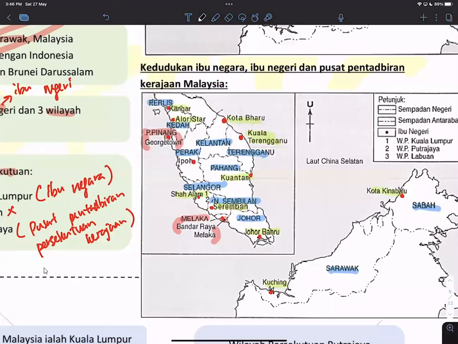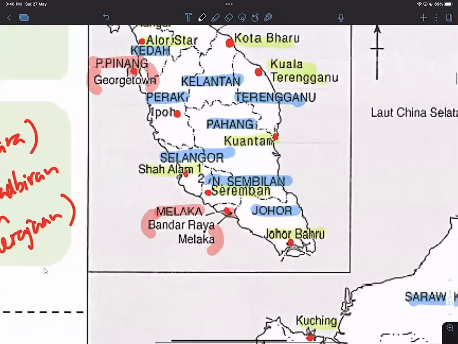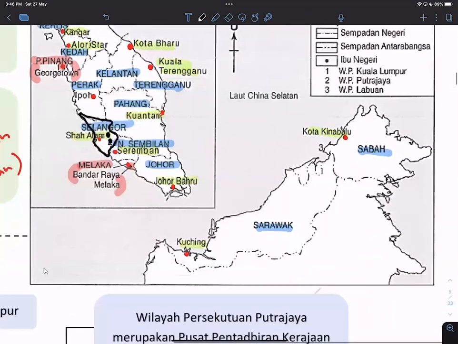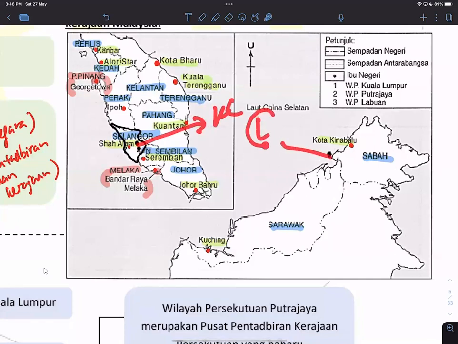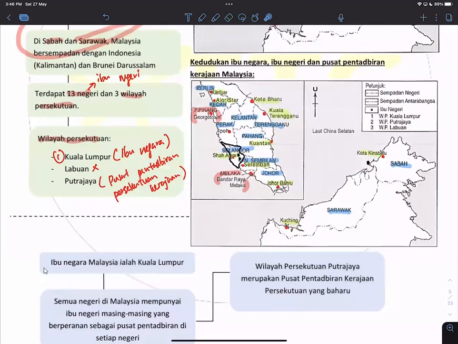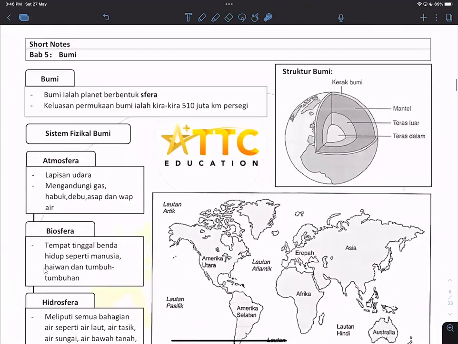You guys also have to memorize the Wilayah Persekutuan. So in Selangor, if this is Selangor, Kuala Lumpur is here, number 1. Putrajaya is below, and then Labuan here. So 1, 2, 3. Remember, 1 is supposed to be Kuala Lumpur, 2 is Labuan, and the last one Putrajaya. Okay, so number 4, part 4 is done.